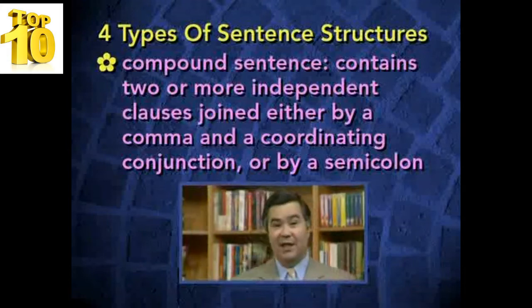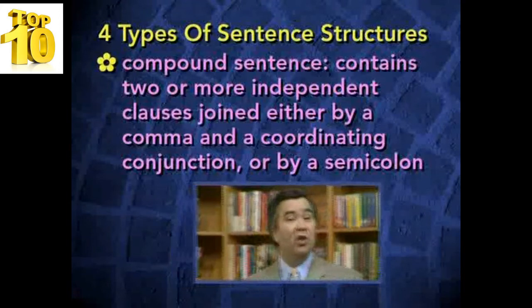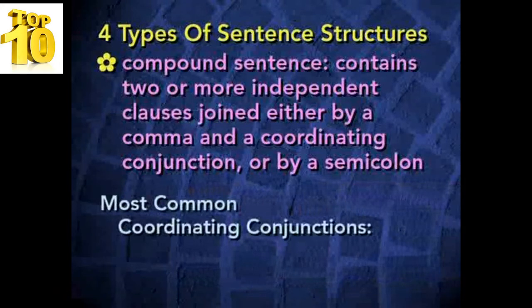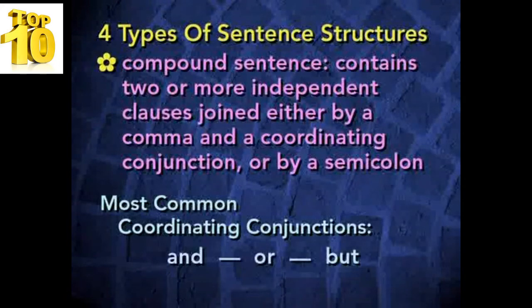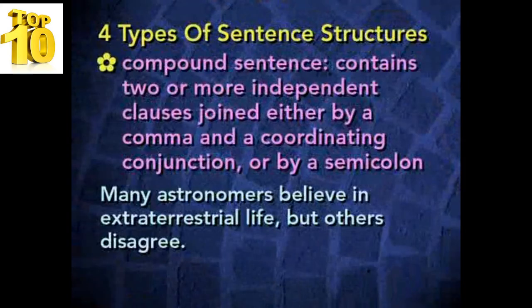One way of making the connection is by using a comma and a coordinating conjunction. There are a few different words that are called coordinating conjunctions. The most important and common ones are and, or, and but. So one way of joining 2 independent clauses to create a compound sentence is by using a comma and the word and, or but. Another way of connecting 2 independent clauses to make a compound sentence is by using a semicolon in between them.